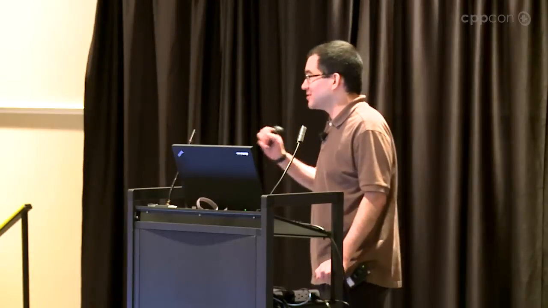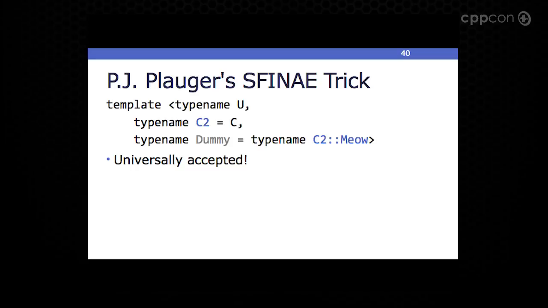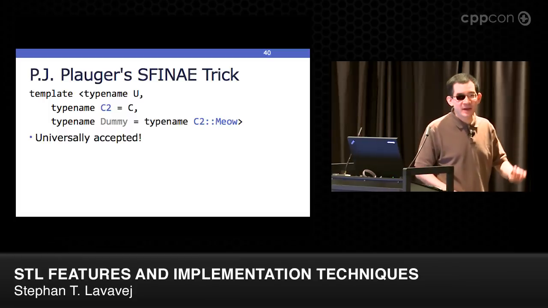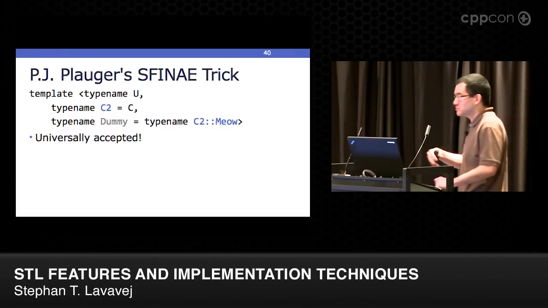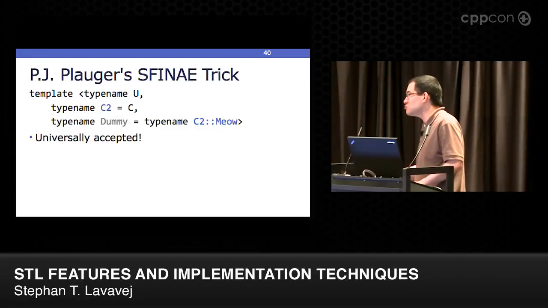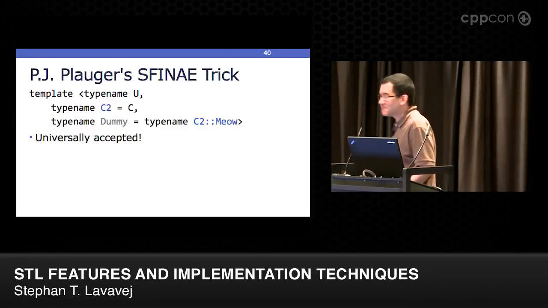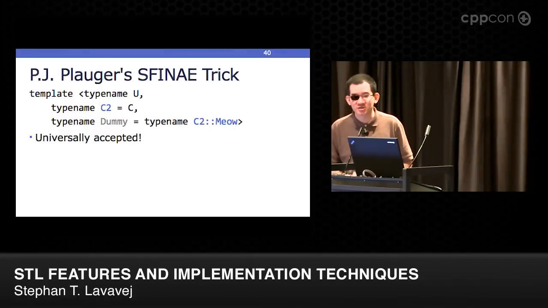But there's a way to avoid this, and this is what P.J. Plauger showed me. You can do it with just one extra line. What he did is he said, OK, template typename U, and then he adds another template parameter, typename C2. And he defaults that to C. This is the comparator that belongs to the map. And then he constrains it with typename dummy equals typename C2::thing I'm interested in. An extra layer of indirection solves this problem.